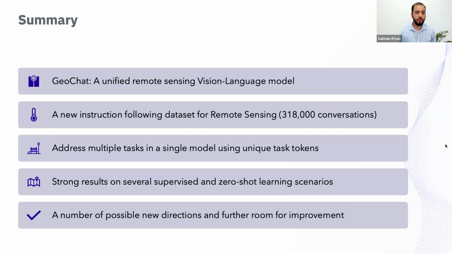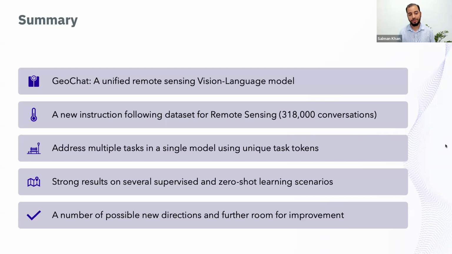All right, so these were some of the qualitative examples from the GeoChat model, which we showed through a demo. Just to summarize, GeoChat is basically a unified remote sensing vision and language model, which can take in remote sensing imagery and open-ended user queries, and generate responses to them. We presented a new instruction following dataset for remote sensing applications, which has roughly 318,000 conversations. We also showed how, through a unified model, you can address multiple remote sensing tasks using the same natural language interface.